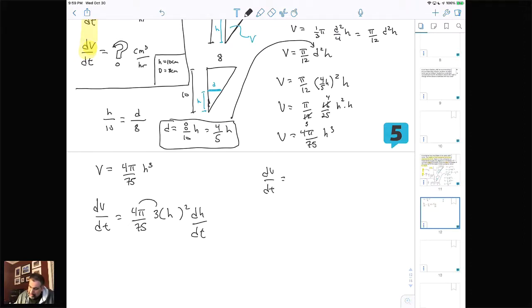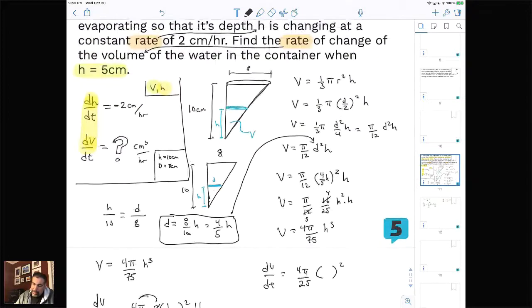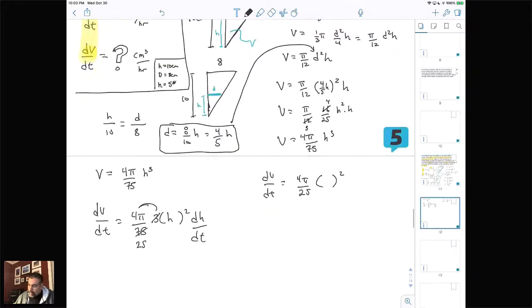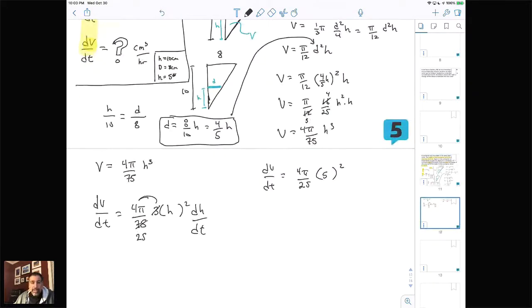I'm going to take that 3 and cancel with the 75. So I'm going to end up with 4 pi over 25. I need to know my value of h, but they told me my value of h was 5 centimeters, so I should have put that in my box with an asterisk because now it's time to use it. 5 centimeters goes in here.